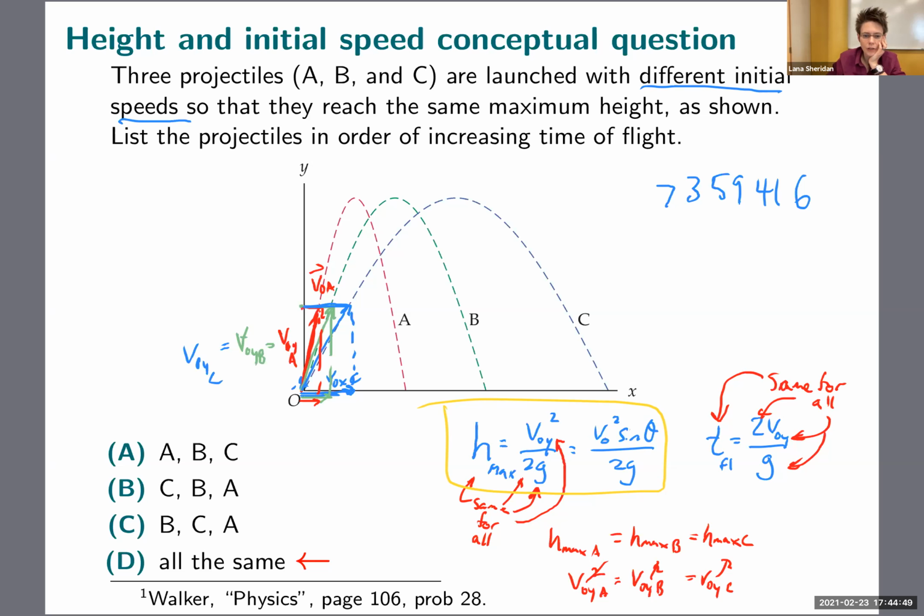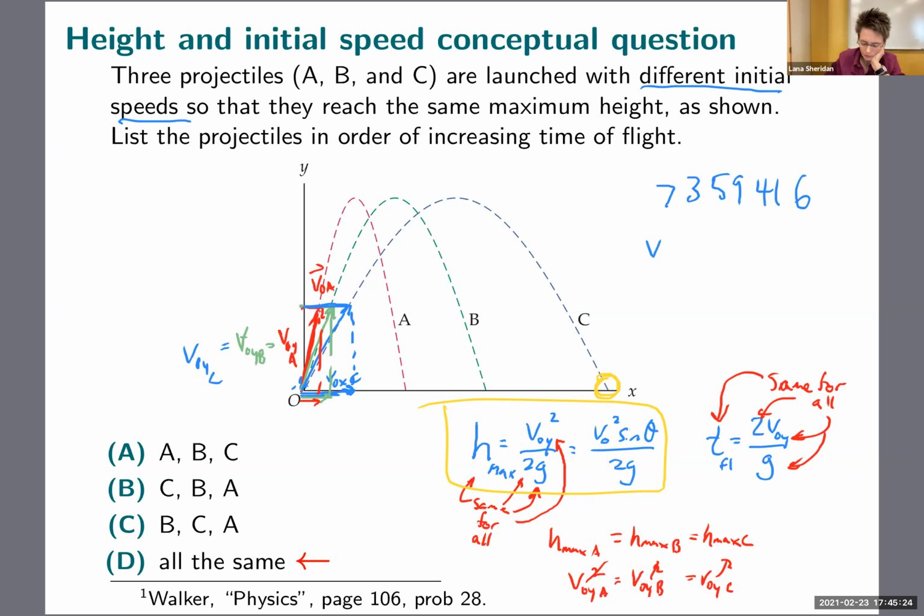How come this one, C, can reach the largest range if they all have the same time of flight? How could C reach the largest range? They're all in the air for the same time. The angle that it's shot from? Yeah, it's shot from a lower angle at a higher speed. So that does play into it.